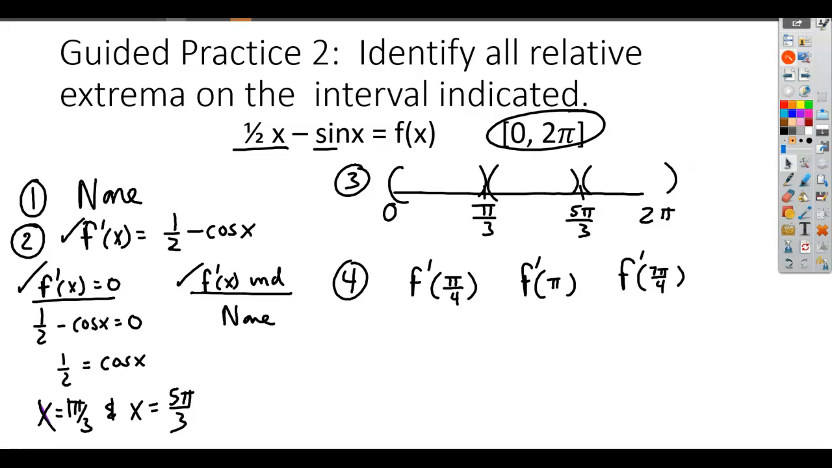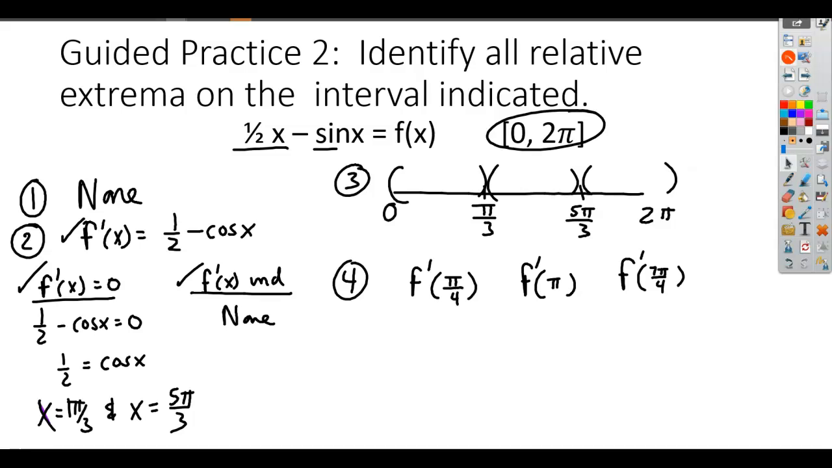You could have picked 2 pi over 3. You could have picked 3 pi over 4. You could have picked 5 pi over 6. You could have picked pi. You could have picked 7 pi over 6. You could have picked 5 pi over 4. And you could have picked 4 pi over 3. Oh, and you also could have technically picked 3 pi over 2. There's a ton of options that you could have picked there between those two values.